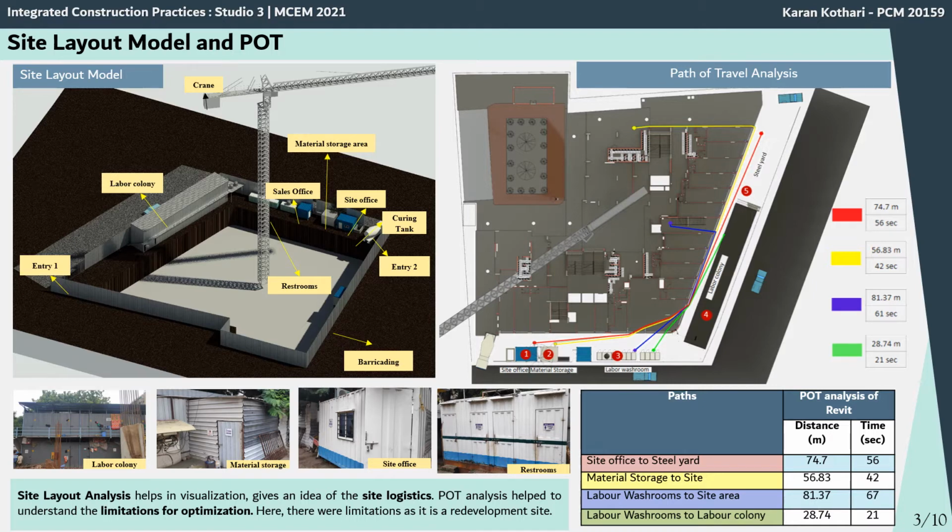In Revit, a POT analysis was also performed to determine how long it takes for a laborer to commute from one spot to another. So for example, it takes 67 seconds to get from the labor washroom to the site area, which is represented by the blue color. The inference of site load analysis helps in better visualization, and POT helps to understand the limitation for optimization. And for our site, it was a redevelopment site, so there was no scope for optimization.